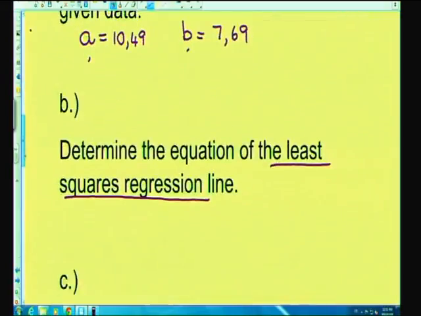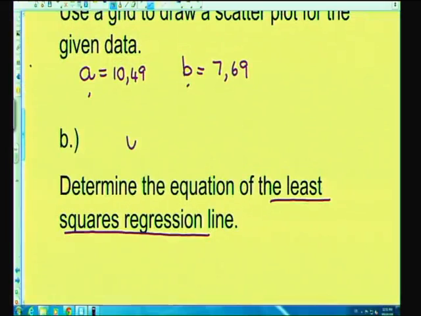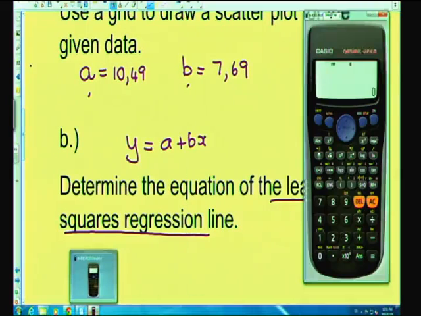So we needed this equation, and the equation was y equals a plus bx. If you're confused, you just go back to your calculator, and in your stats mode, or whatever way you want to do it, that and that.